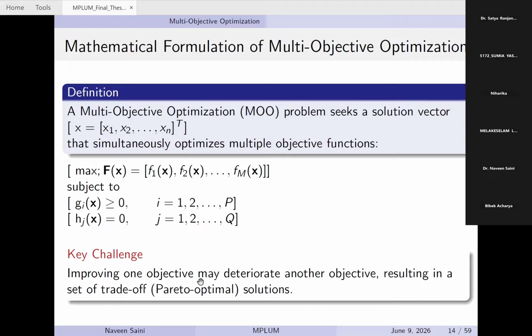So what is the key challenge? Improving one objective may deteriorate another objective, resulting in a set of trade-off Pareto optimal solutions. Whenever we are optimizing more than one objective together, it may be possible that one objective decreases the performance of another objective, and the second objective may decrease the performance of the first. This is true because if you think about the train example, getting minimum time and maximum comfort together is very difficult. That's why there is always a trade-off between the different solutions. That is called Pareto optimal solutions.